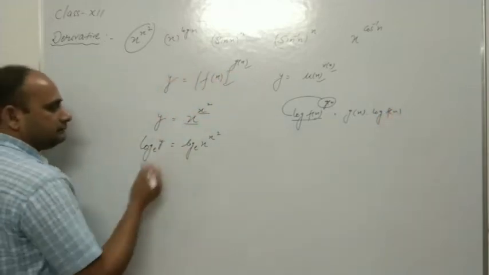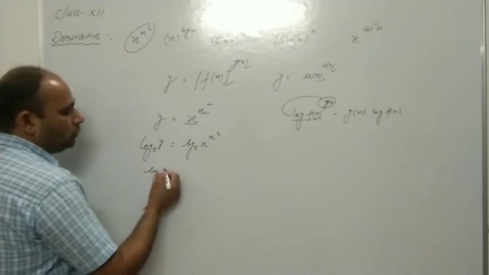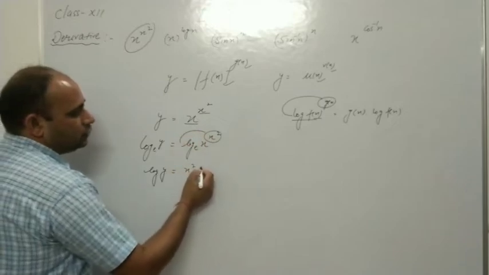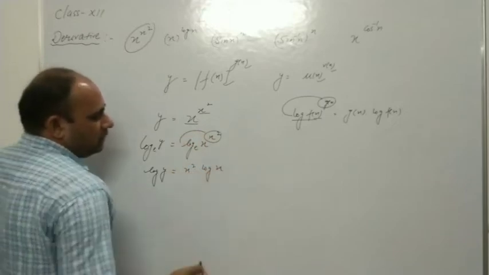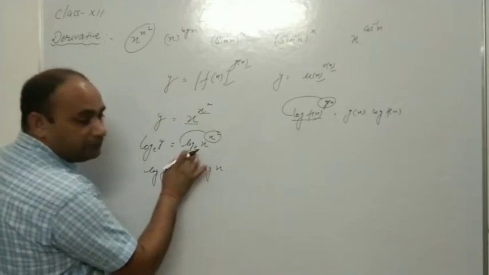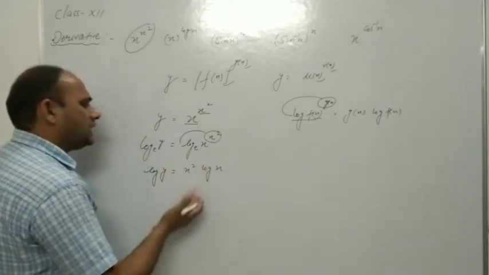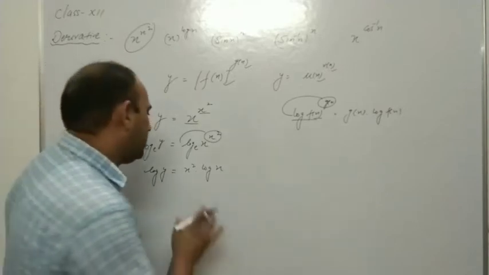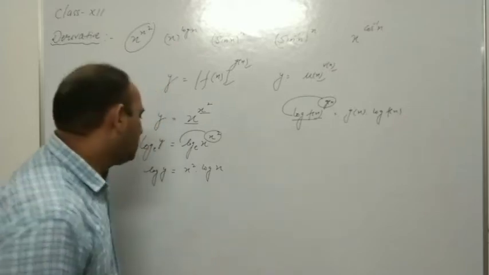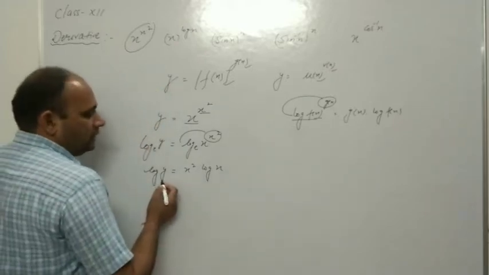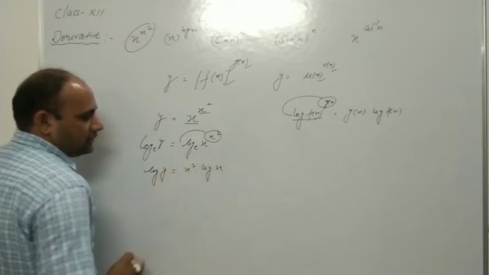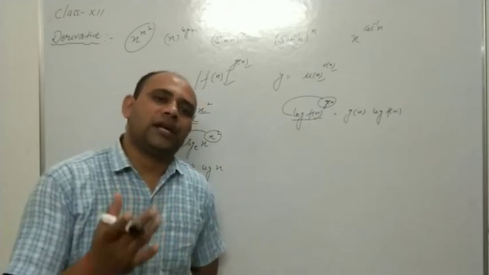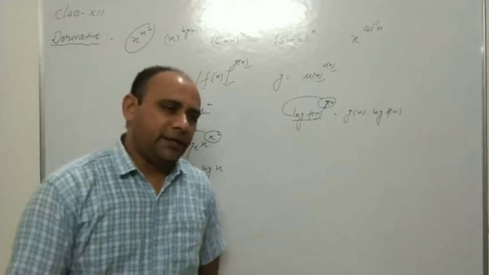So same here, log y is equal to x square into log x. Here it is log e, you can say base e. If we don't write it, then no problem. It is understood, we have base e here. Log y is equal to x square log x. Now you will apply the product rule according to the property.